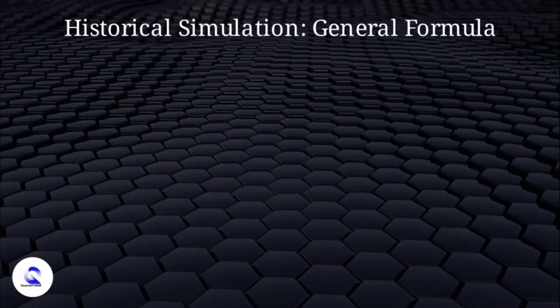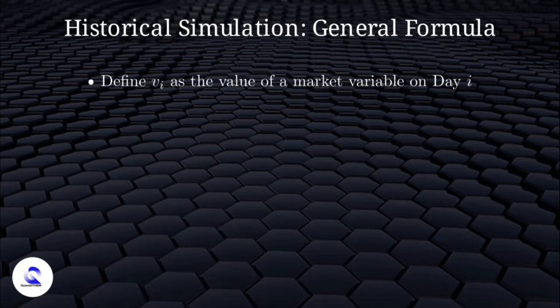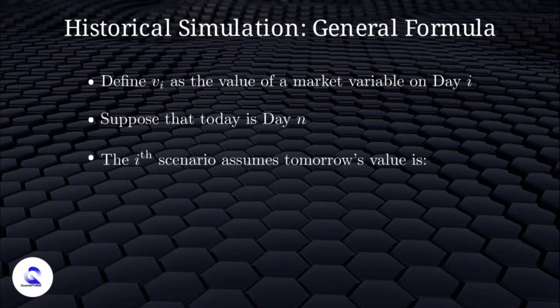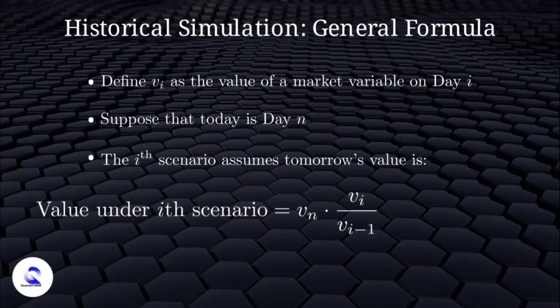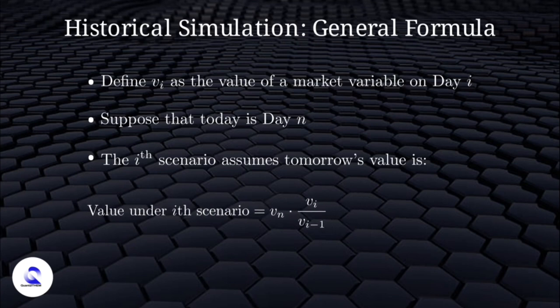Let's now generalize the steps of historical simulation for value at risk and expected shortfall. First, we define V_i as the value of the market variable on day i. Suppose today is day n, our reference point for valuation. For each simulation trial i, we assume tomorrow's value is based on how the variable moved from day i minus 1 to day i in history. That leads to this formula: the value under the i-th scenario is equal to V_n multiplied by V_i over V_(i-1). This expresses the simulated portfolio value if tomorrow's return resembled what happened on historical day i. Once we compute this for all past days, we get a distribution of possible outcomes, from which VaR and ES are derived.